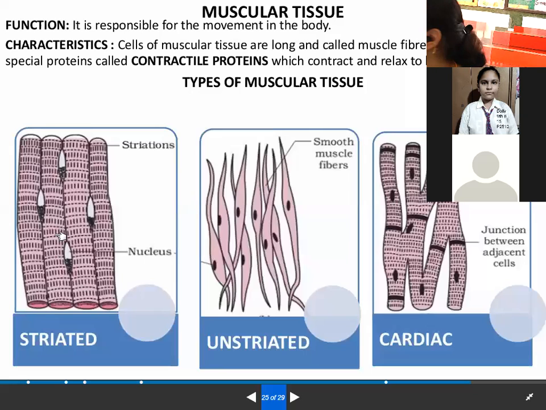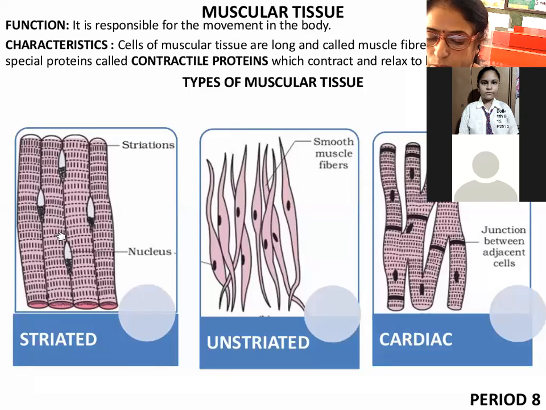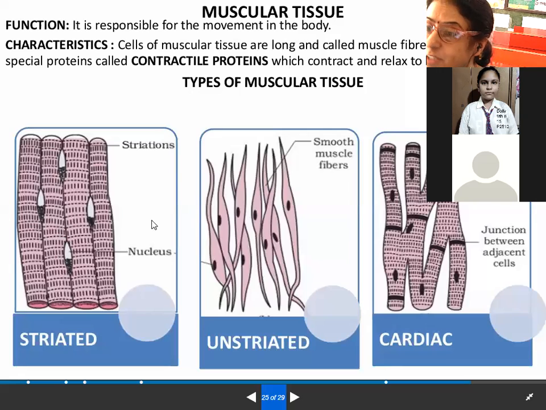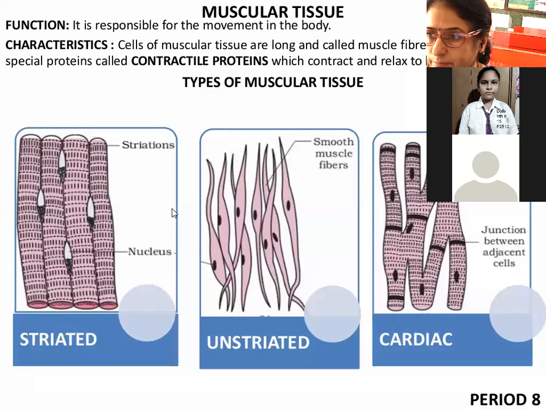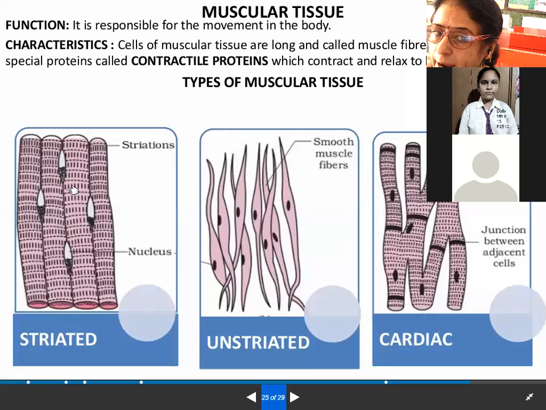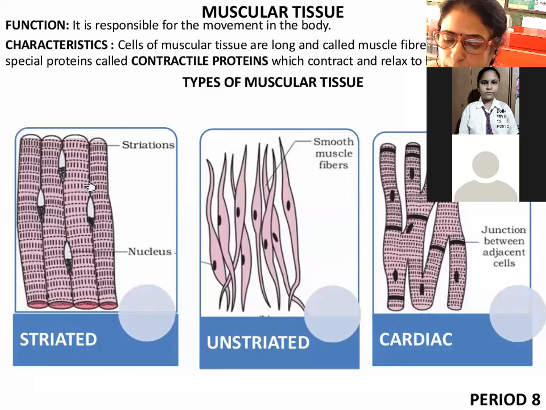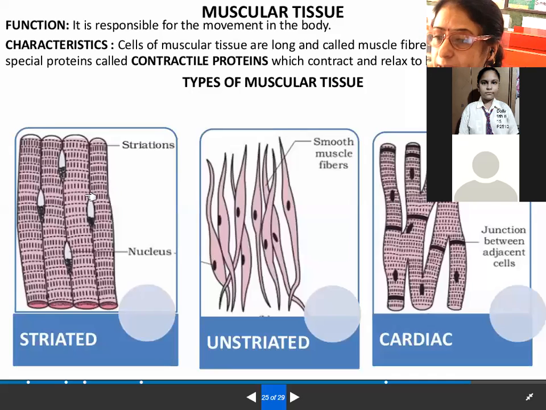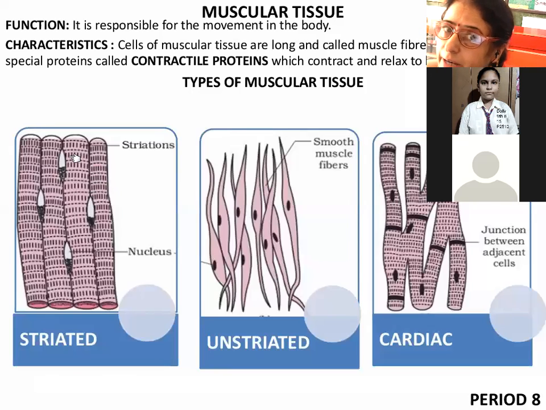Why is it called striated? Because of the marks present, because of the dark and light patches, or dark and light strips. You can write any word: because of the dark region and the lighter region, it is called striated muscle.